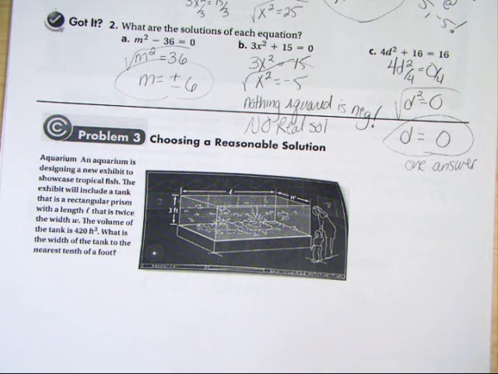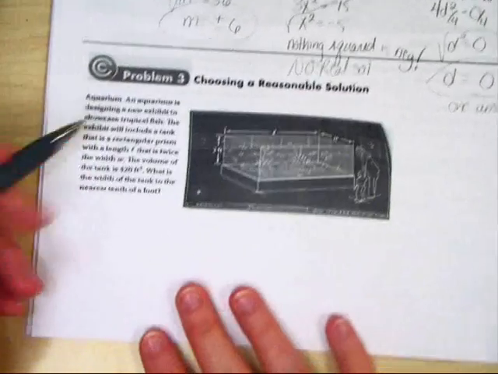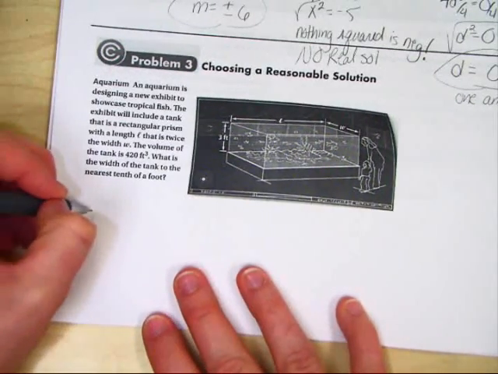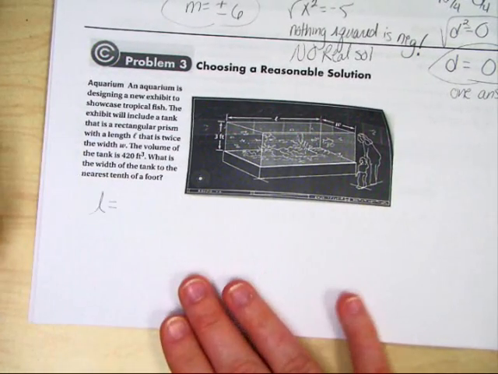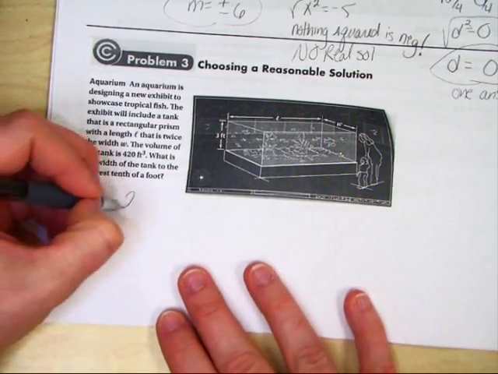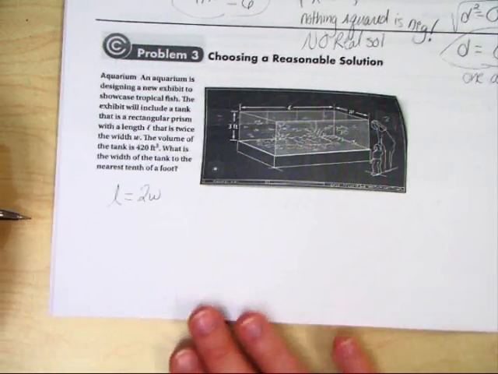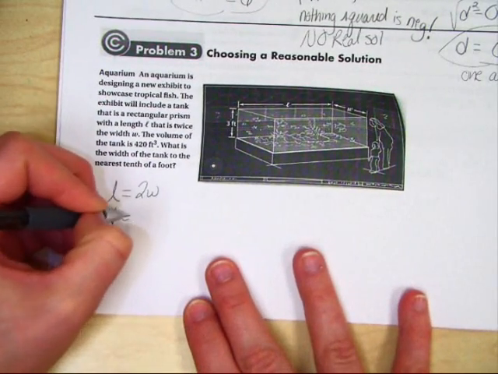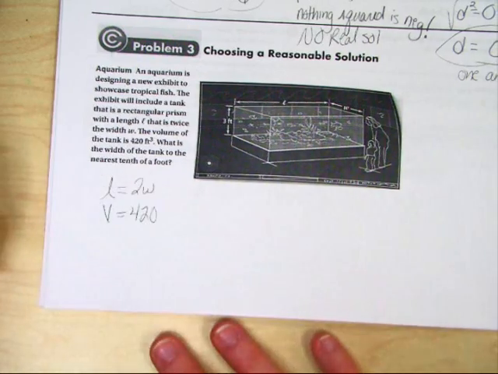Alright, well, you're going to need some type of calculator that does the square root for this problem. So get one ready. And let's type a couple of things that we know. They told us that the length is twice that of the width, so 2W. And they also told us that the volume is 420 cubic feet.